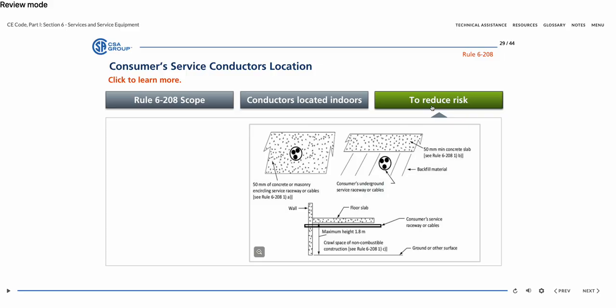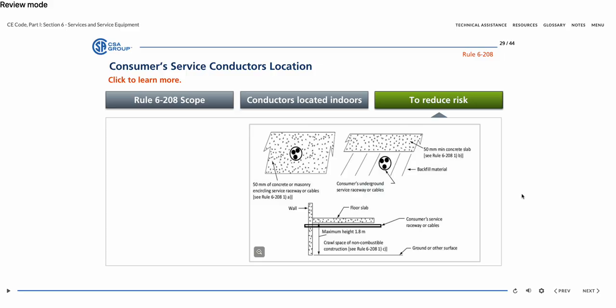As consumer service conductors are connected to the supply conductors, they should be treated as unprotected. To reduce the risk of a fire hazard to occupants and buildings, consumer service conductors should be run outside a building. However, when consumer service equipment is located inside the building, service conductors must enter the building for connection to the service box. The length of service conductors entering the building must be kept as short as practicable to minimize the risk of shock and fire hazard.